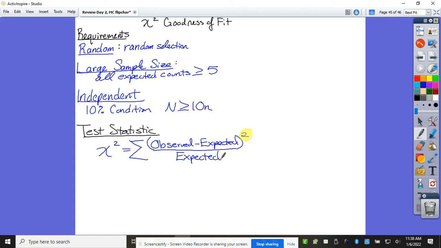And I will post this blank sheet so that if anybody wants to practice it without having to rewrite everything, you're more than welcome to do that. And then I do have degrees of freedom to deal with this. So how do I determine degrees of freedom in goodness of fit? Number of categories minus 1.